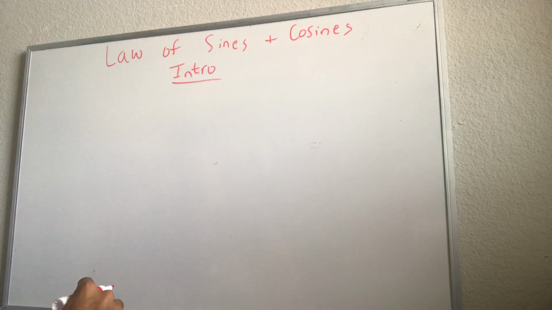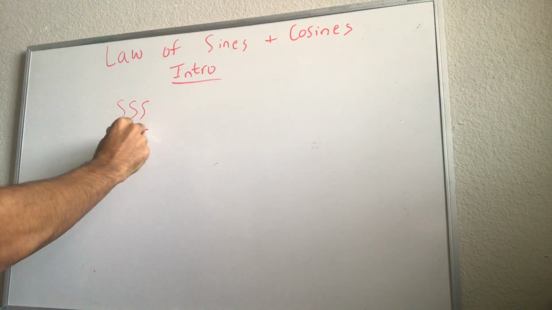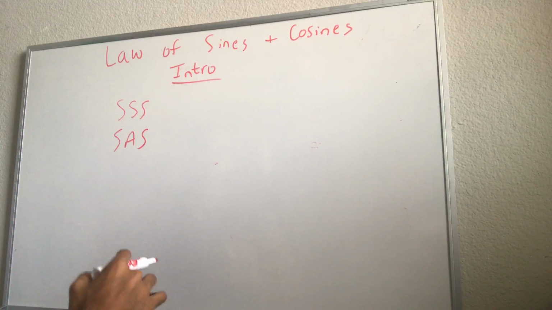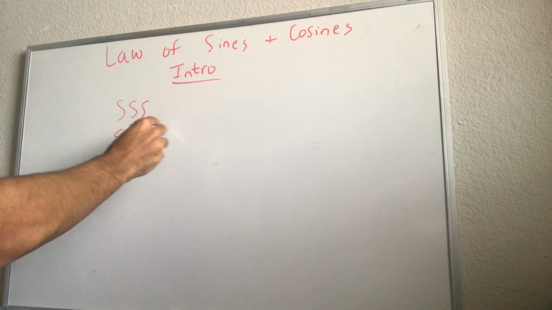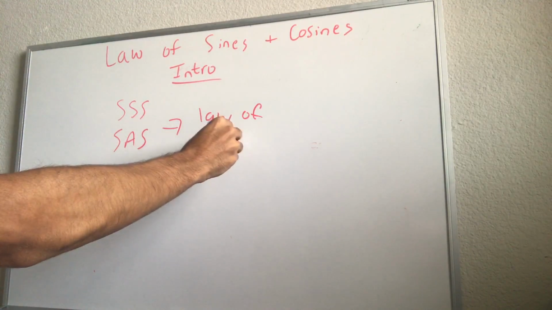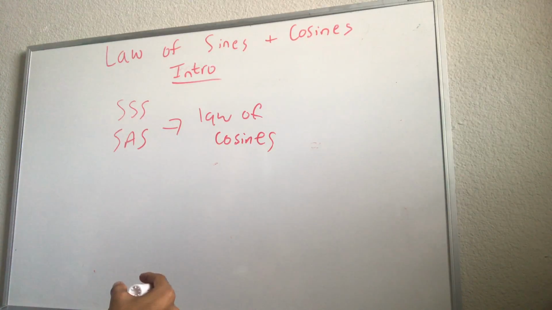The two specific cases which I think are really important are SSS and then SAS, side-angle-side. So if you're given all three sides, or if you're given two sides and there's an angle between those two sides, then you want to use the law of cosines, because this formula is usually preferred if you're given more of the sides, right?